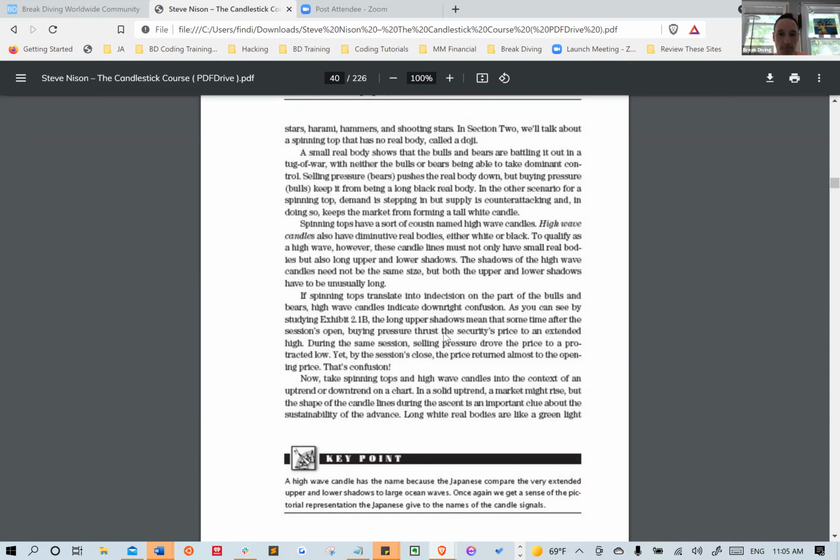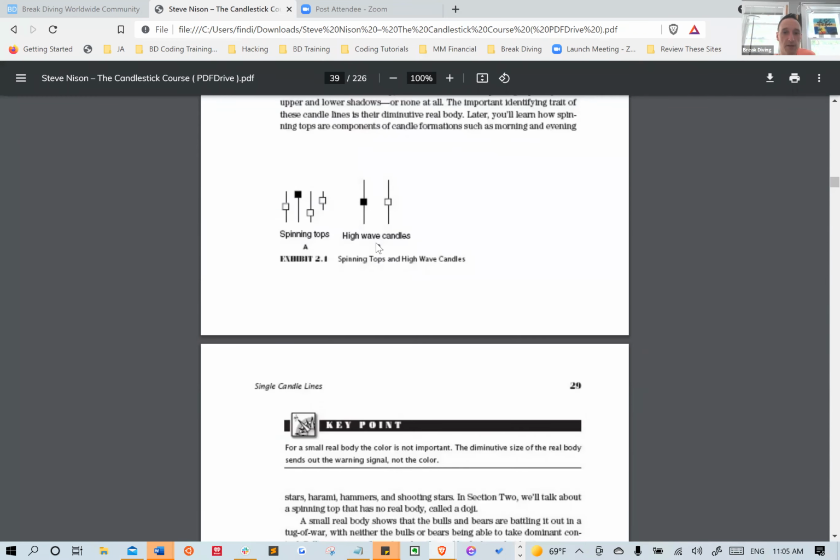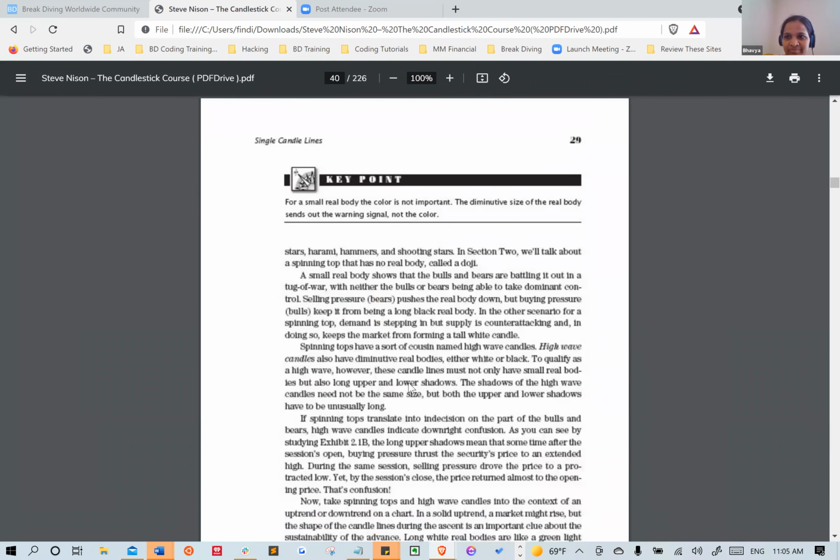As you can see by exhibit 2.1b, the long upper shadow means that sometime after the session's open, the buying pressure thrust the security's price to an extended high. But during the same session, selling pressure drove the price to a protracted low, yet by the session's close, the price returned almost to the opening price. That is confusing.